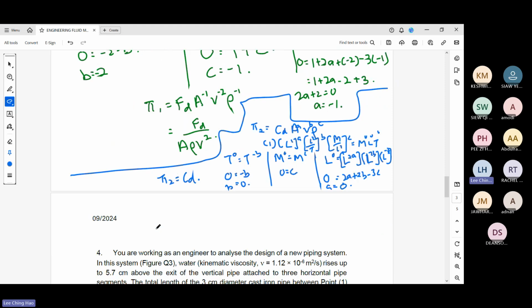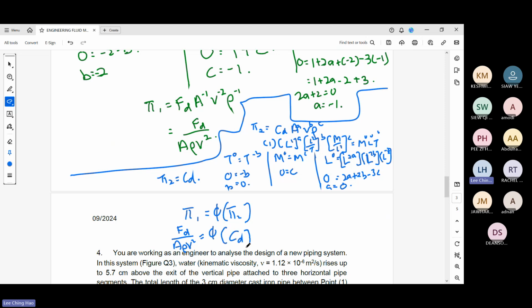Okay, you cannot write pi 2 equals 0. It's a good question here. You cannot write pi 2 is 0 because 0 means nothing, but power of 0 is 1. That's why the CD is still there. It did not miss out. So which means that it's telling you, okay, pi 1 equals to pi 2, this is a format, equals to A over V square equals to CD.